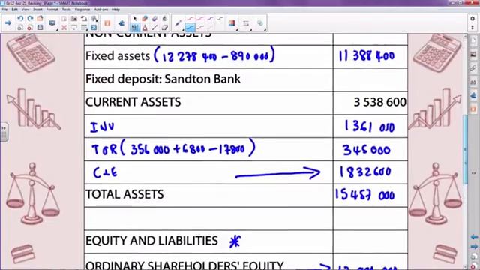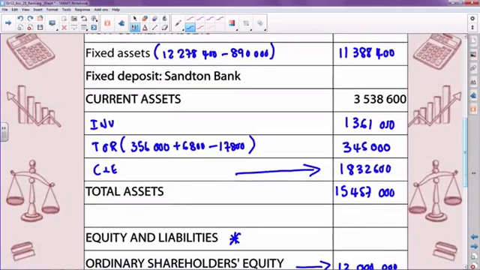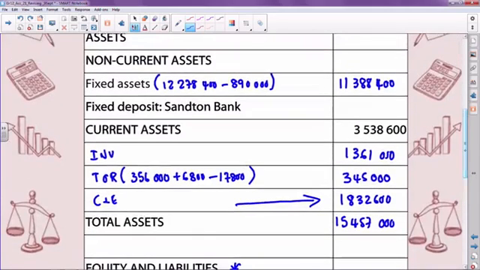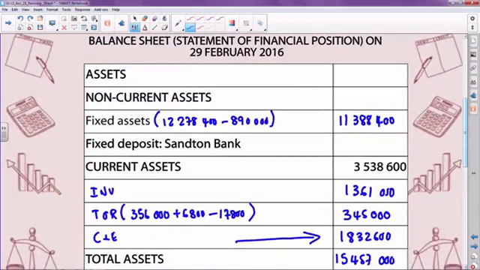We've run out of time, but just to show you that all that you're going to do now is take your total assets, 15,457,000, minus your current assets, and that will give you the total of your non-current assets. So that one minus that one will take you to your non-current assets, and obviously that one minus that one will give you the missing figure that you need there.